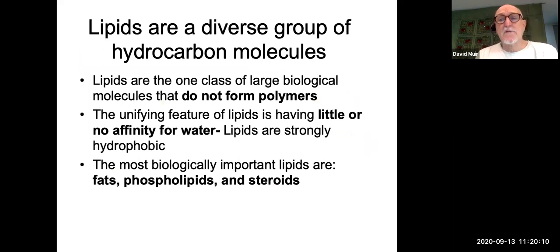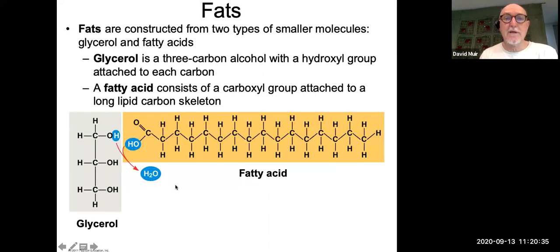So the lipids do not form polymers. There are no lipid monomers to join together. We see there are three important groups. I've already shown you the fats, and I'll show you again now. The other group are the phospholipids, and the last group that we're going to talk about are the steroids. So it's fats, phospholipids, and steroids that we are interested in.